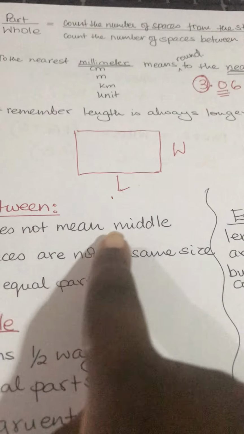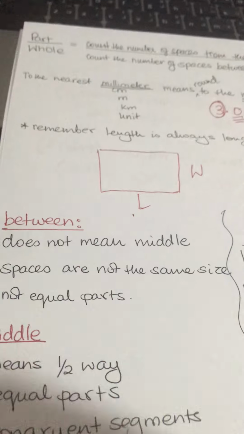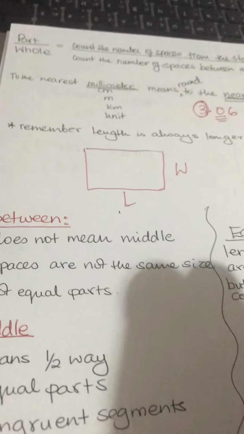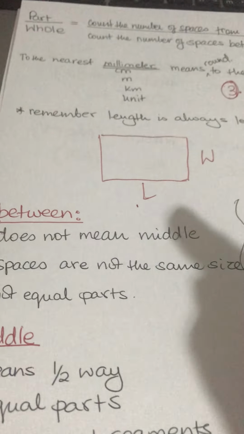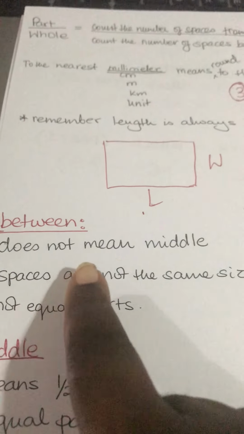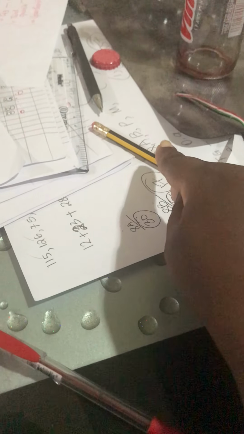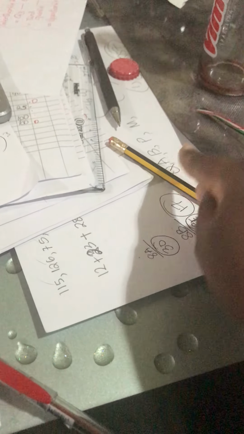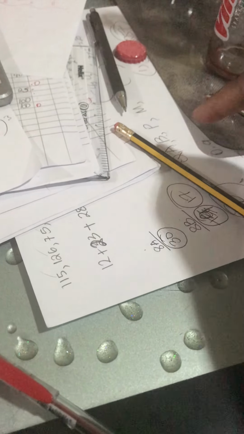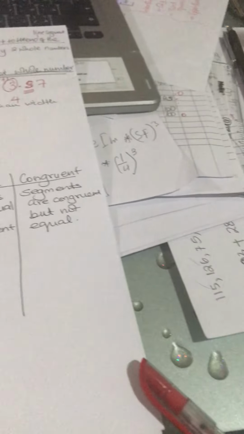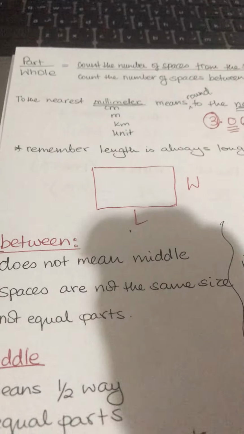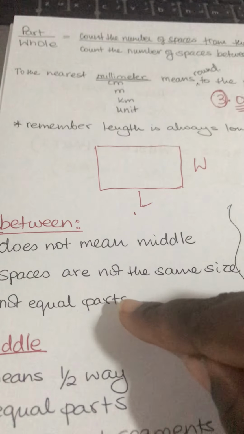And it doesn't mean you're going to be equal. For you to be between, you don't have to be equal. Sometimes you could be equal and sometimes you cannot be equal, okay? So the spaces are not the same size. I'm saying the space from my red pen to the pencil is not the same size as the space from my pencil to the bottle. So this space is different from this space. The sizes are not the same. That's what between means. They are not equal parts.